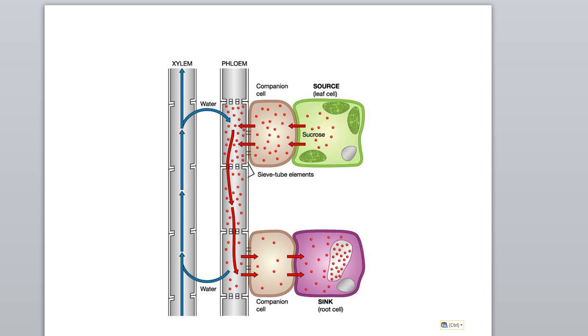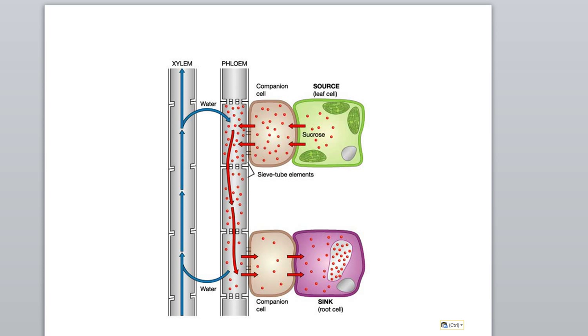So the pressure down here is much less because there's just a lower amount of stuff. There's less sugar and there's less water, and things move from high pressure to low pressure. So this system loops itself, maintaining this high pressure up here and this low pressure down here that continuously causes the sugar to move down as long as it's actively transported into the phloem.